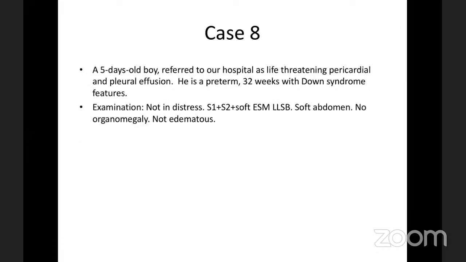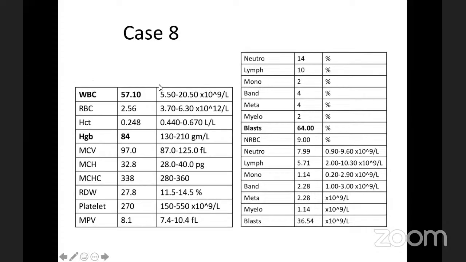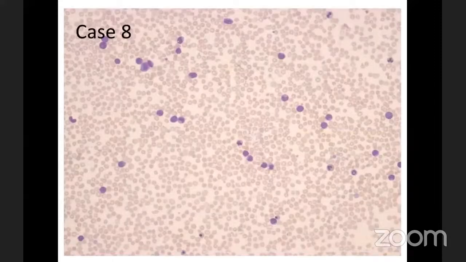Case 8, a 5-day-old boy, referred to our hospital with life-threatening pericardial and pleural effusion. He is a preterm, 32 weeks, with Down syndrome features. Examination, not distressed, with a murmur, soft abdomen, no organomegaly, and not edematous. His count shows a leukocytosis, anemia, platelets okay, and circulating blasts of 64%. So Down syndrome, 4 days old, leukocytosis, and blast.